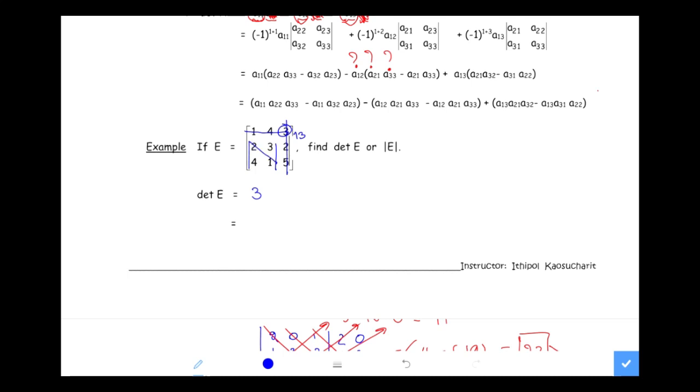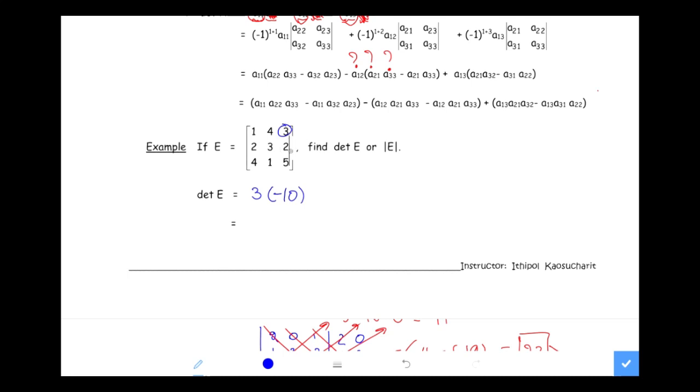Cross down is 2. Cross up is 12. So you subtract them, right? Down minus up, we are going to get negative 10. So we will get negative 10 here. Okay, next one. I'm done with number 3.